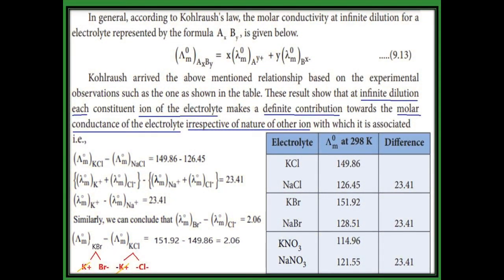Now see the tableau column. First of all, the conductance values of potassium chloride and sodium chloride are given. The difference we find is 23.41. The another one, potassium bromide and sodium bromide: the molar conductance value difference we get is 23.41. The same way for potassium nitrate and sodium nitrate, in this one also we are getting the difference 23.41. The molar conductance difference is 23.41.